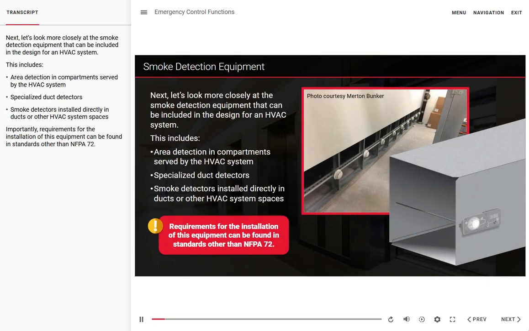Next, let's look more closely at the smoke detection equipment that can be included in the design for an HVAC system. This includes area detection in compartments served by the HVAC system, specialized duct detectors, and smoke detectors installed directly in ducts or other HVAC system spaces. Importantly, requirements for the installation of this equipment can be found in standards other than NFPA 72.